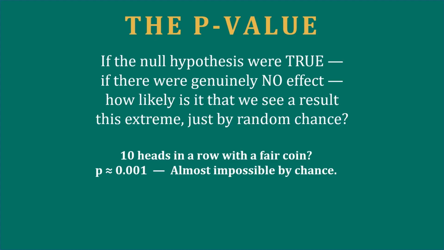So we have two choices. Either something incredibly rare happened by luck, or the coin is not fair. The p-value does not tell you which one is true. It tells you how surprising your result is, assuming nothing unusual is going on.